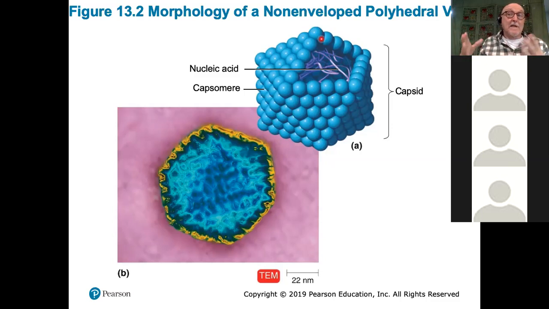It's the viral equivalent of a cell, excepting, of course, don't forget, it has none of the characteristics of a cell. It's not a functional metabolizing organism. But we refer to the entire unit as being the virion, consisting of the capsid, in this case, with the nucleic acid inside. The capsid is usually made up of individual repeating units, which are called the capsomeres. And remember, capsomeres can have very important functions in determining what this virus adheres to and what it enters.